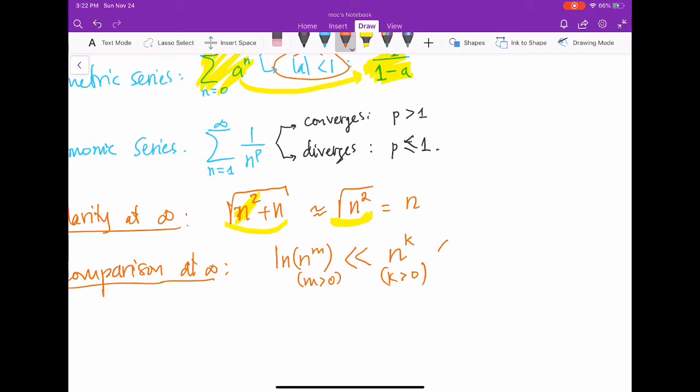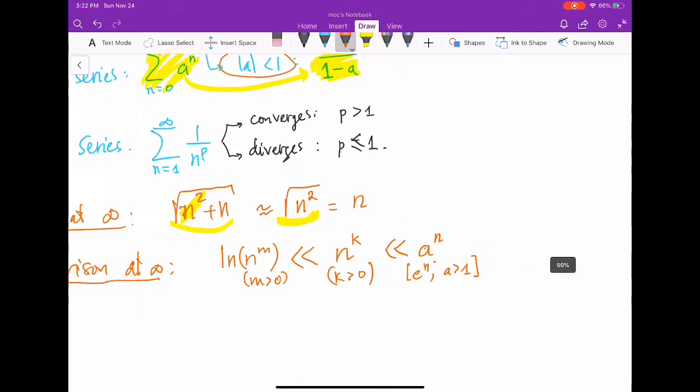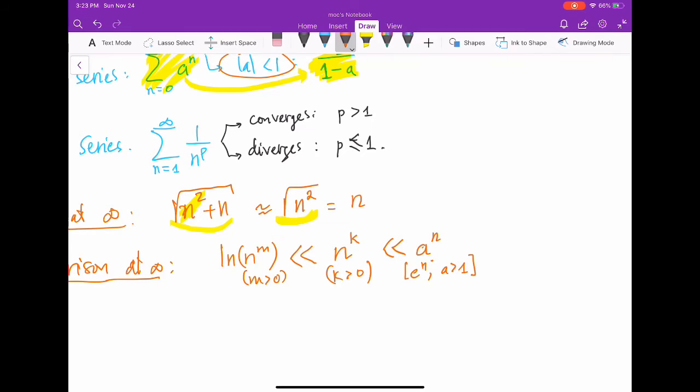And polynomial is very slow if you compare with exponential, like any a to the n. A very typical one is e to the n, right? And for any a greater than 1, don't forget about that, because when a is less than 1, you have another exponential function, which is decreasing, right? And exponential function is very slow if you compare with n factorial. What's that? N factorial is 1, 2, and so on, up to n, just the product of the first n natural numbers.